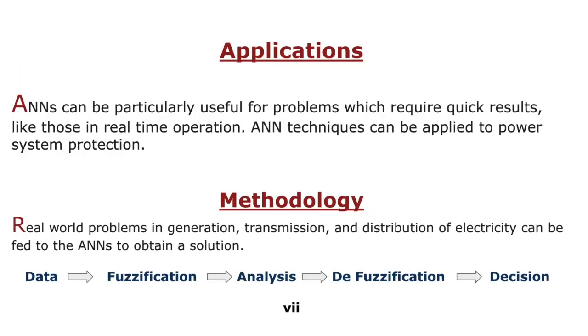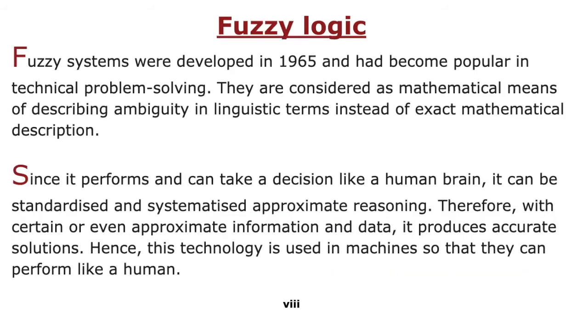So the application of an artificial neural network can be particularly useful for problems which require quick results, like those in real-time operations. ANN techniques can be applied to power system protection. The methodology of an artificial neural network: real world problems in generation, transmission and distribution of electricity can be fed to ANNs to obtain solutions, data, fuzzification, analysis and defuzzification and decision.